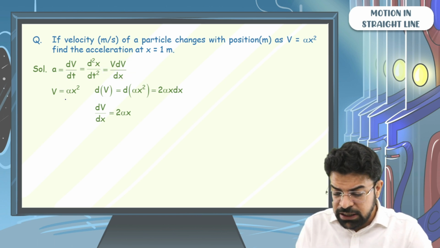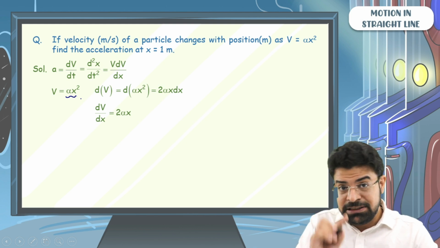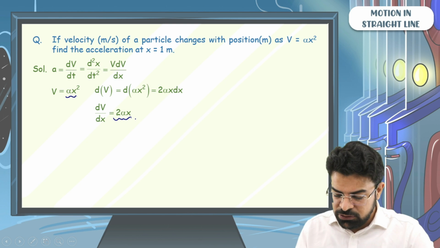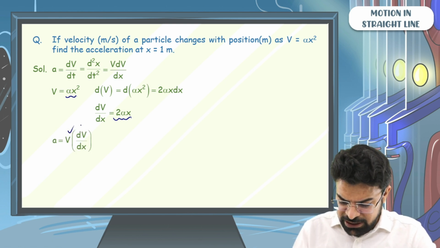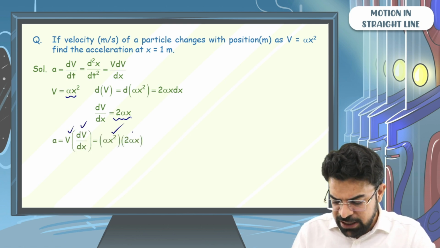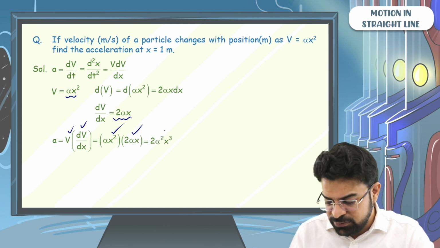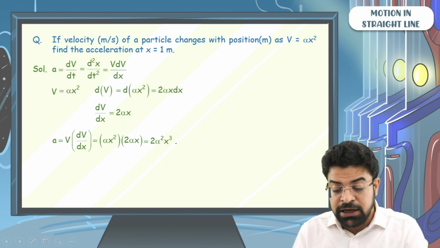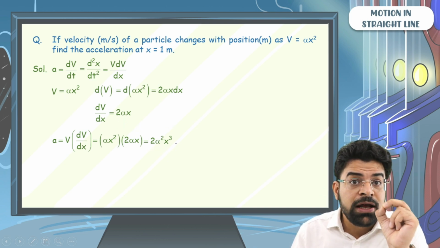Since we know that v equals alpha x square, and since we know that dv by dx is 2 alpha x, when we multiply them, we will get acceleration. So acceleration equals v into dv by dx, that will be equal to alpha x square into 2 alpha x, that gives me 2 alpha square x cube. So the acceleration of this particle is 2 alpha square x cube.